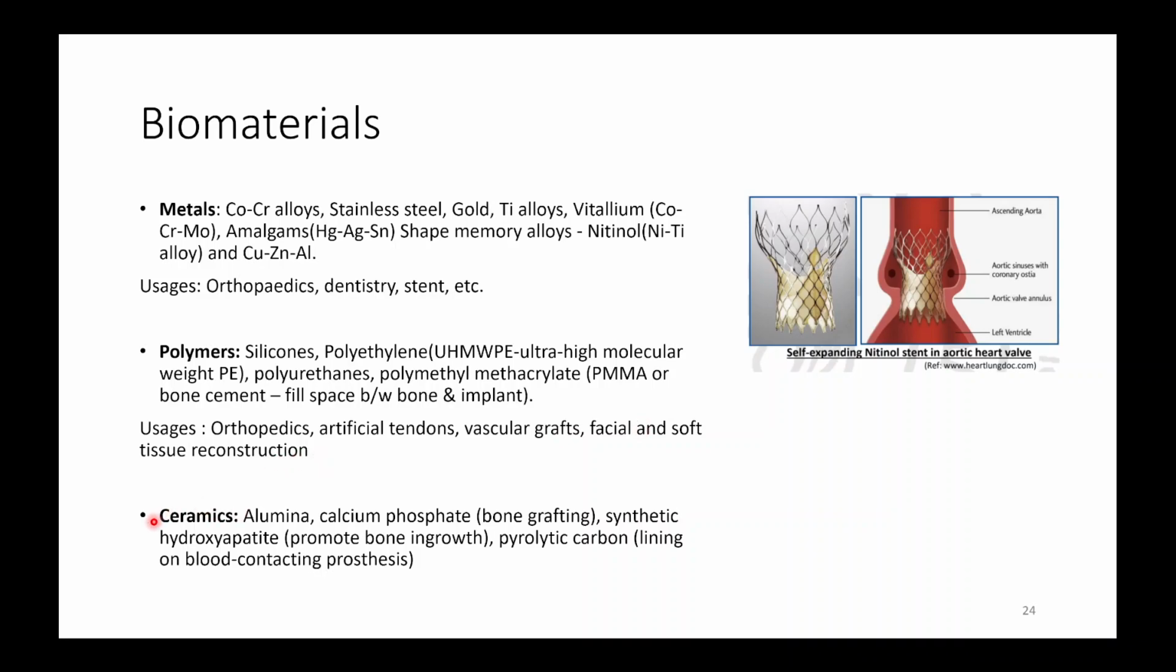In case of ceramics, alumina, calcium phosphate, which is used for bone grafting, synthetic hydroxyapatite, which promotes bone growth so tissues can grow easily on bones, pyrolytic carbon, which is used as lining on blood contacting prosthesis. And this is the stent that we use in heart valve to remove any blockage that is there.